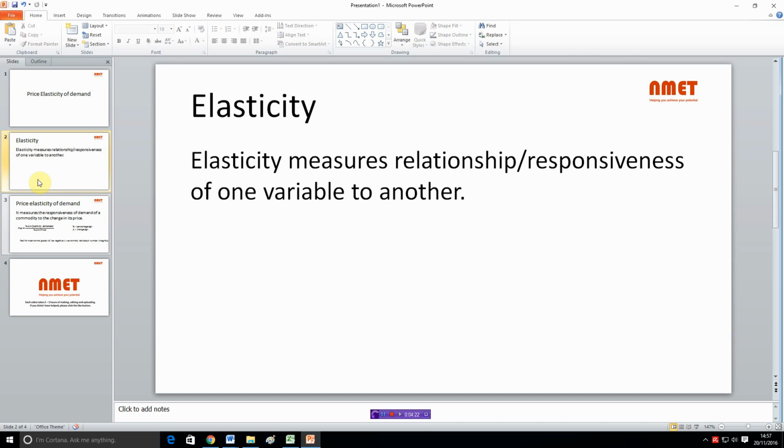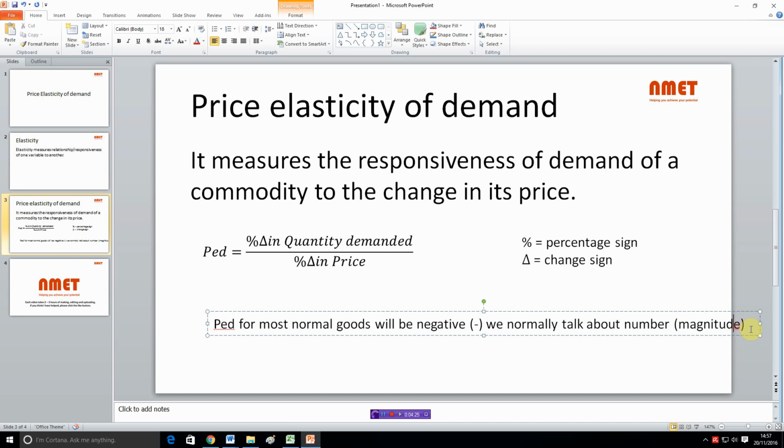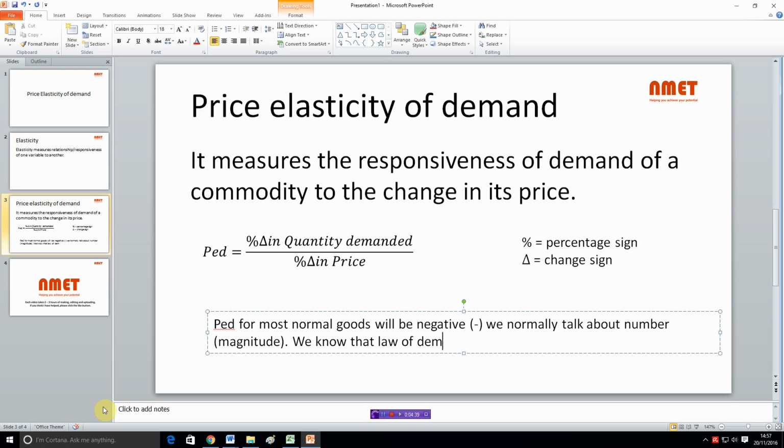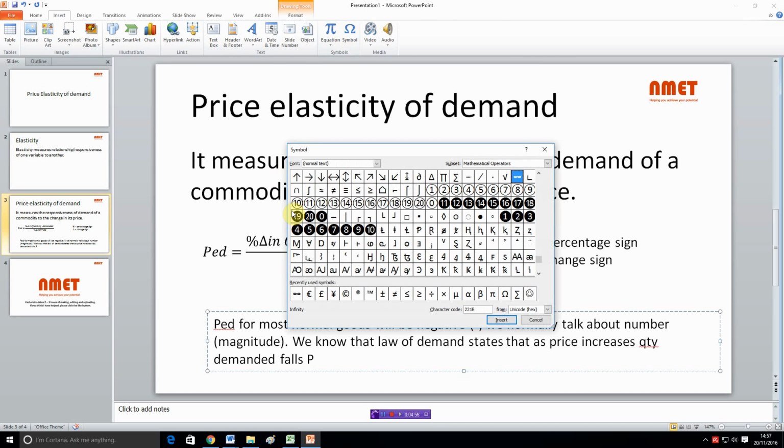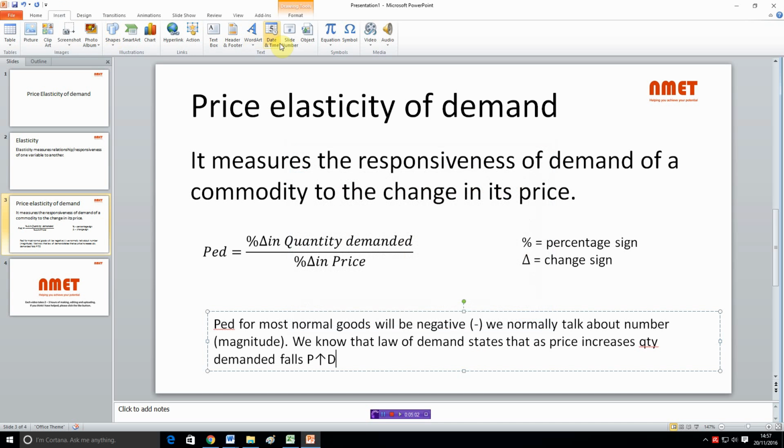Now, why is that the case? Let's try and understand this. This is because of the relationship between quantity demanded and price. We know that the law of demand states that as price increases, quantity demanded falls. It's because of that. So what we are saying is price increases, demand falls.